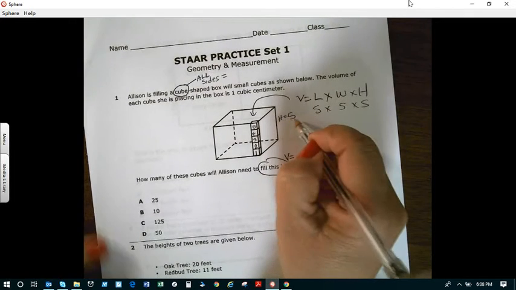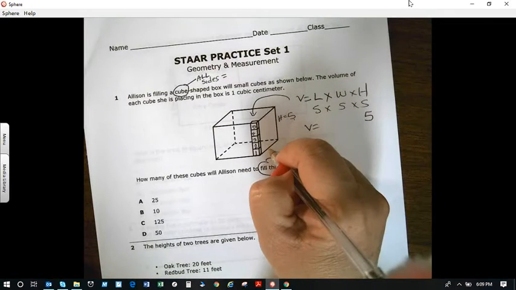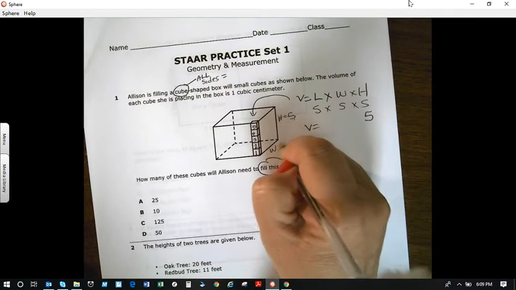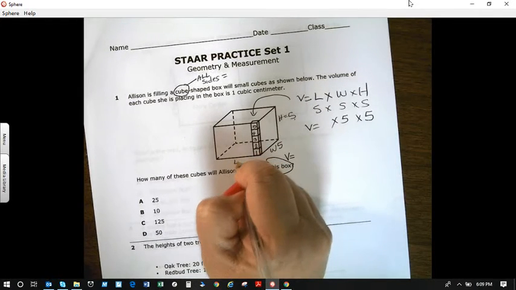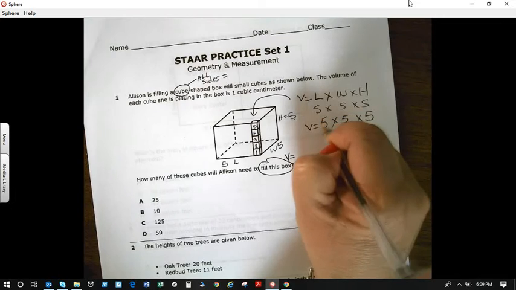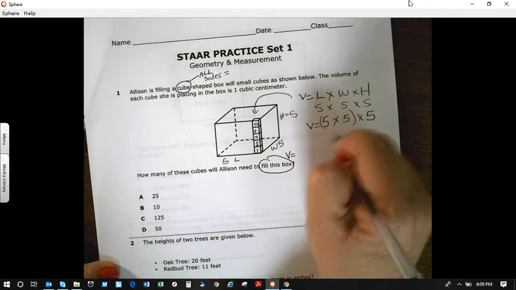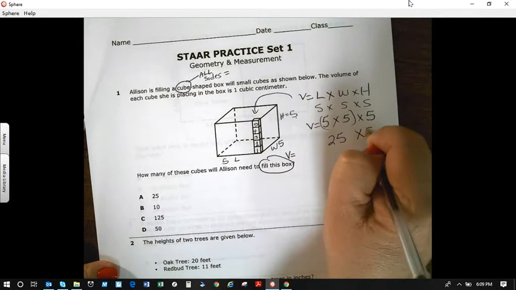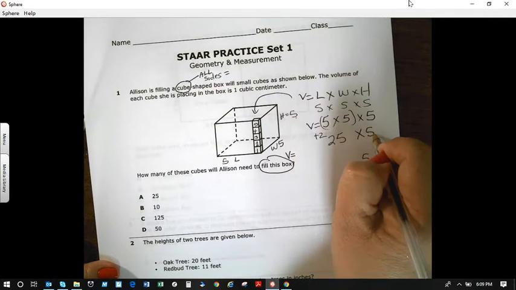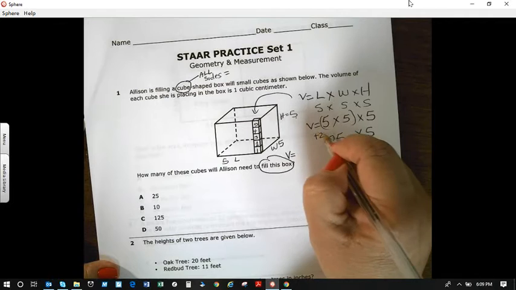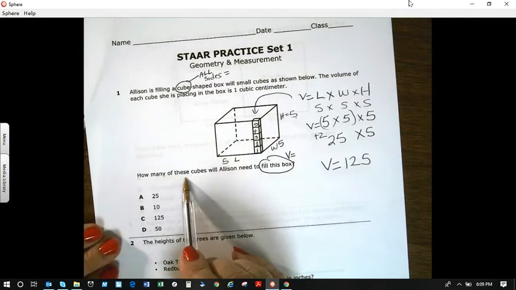So if I know that the height is 5, so I'm going to write in height is 5, what do I know about the width? Yeah, that's 5 too. And what do I know about the length? Exactly, that is 5 too. So you have 5 times 5 times 5. Now I know that 5 times 5 equals 25. Times 5 more. 5 times 5 is 25. Regroup my 2. 5 times 2 is 10, 11, 12. And so my volume on here, I can put in 125 cubes.